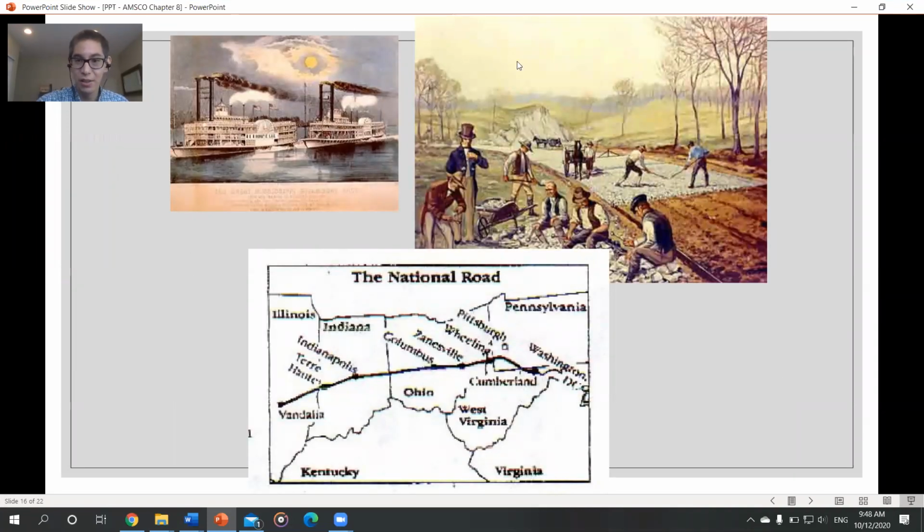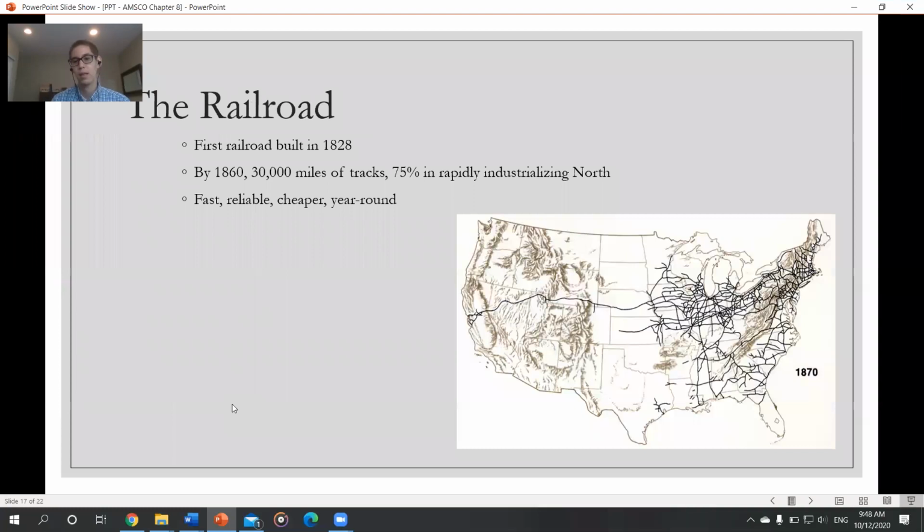So you can see the creation of the road here. Wasn't asphalt or concrete just yet. Steamboats here. This is the National Road or the Cumberland Road from West Virginia to Illinois. Allows for trade across the Midwest. You see the railroad here as well.